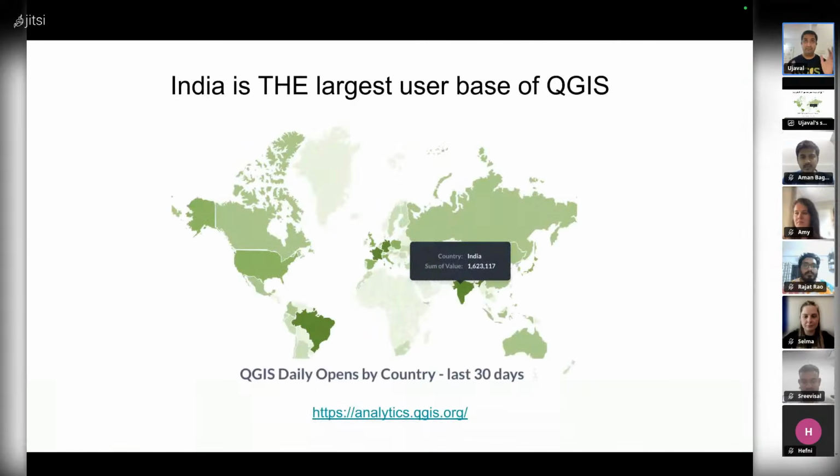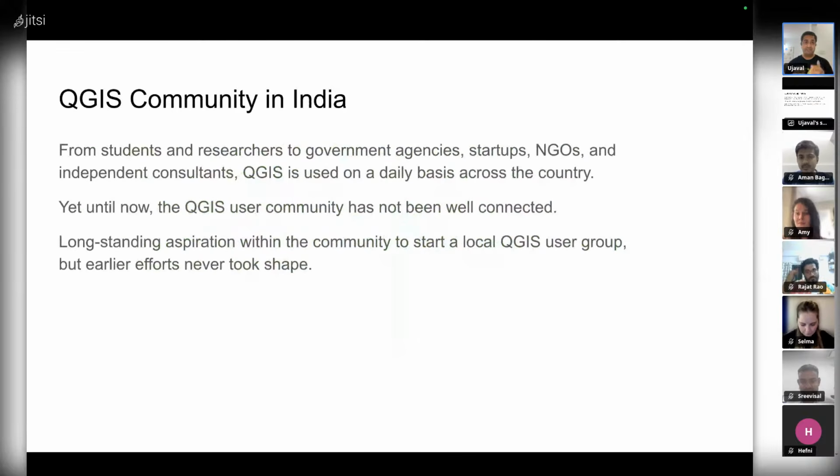If you look at the QGIS analytics dashboard, which tracks the usage of QGIS, India is the largest user base of QGIS. We have more users of QGIS in India than anywhere else in the world, and that's amazing. QGIS is really popular. It's used widely across research, industry, startups, and all the different domains. And that means we have a lot of talent in India who know and use QGIS.